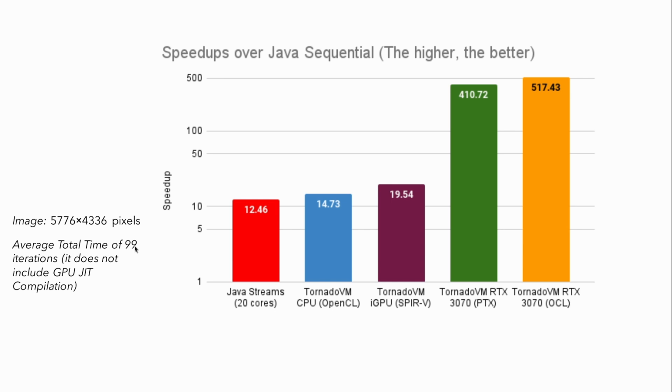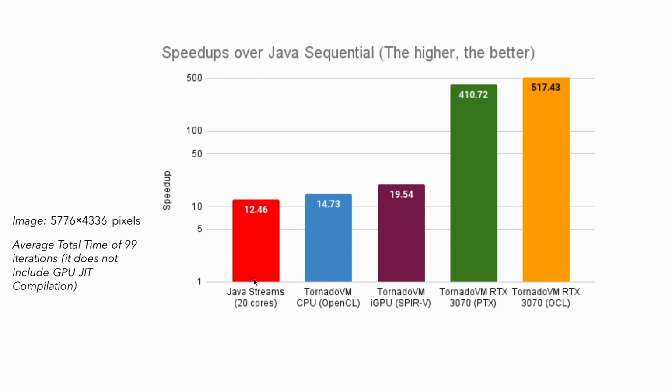So I run 100 times and I discard the first execution, because in the first execution the JIT compiling in the case of TornadoVM is invoked. So I just run after the JIT compilation, and I compare against Java sequential. And here I show you different versions.